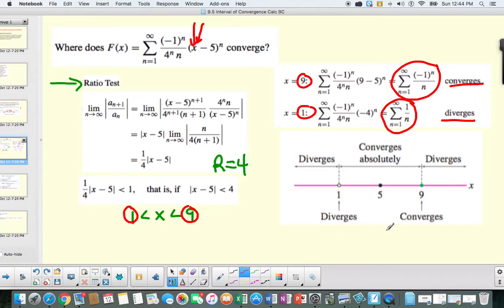All right, so ultimately, now we know a little bit more in the interval of convergence. So we know that x is going to be less than or equal to 9, but greater than 1, and does not include 1. We can also write it in interval notation and make it look like this.